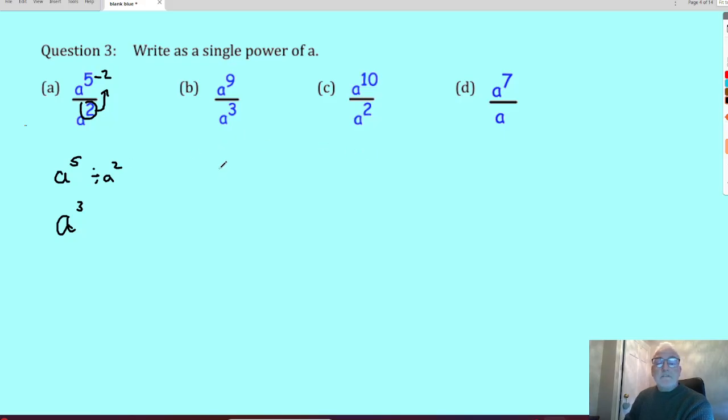Okay, pause the video, see how you get on. Okay, so a to the power of 9 take away 3 gives me a to the power of 6. A to the power of 10 take away 2 gives me a to the power of 8. A to the power of 7 divided by a: normally a is a to the power of 1, so I'm just going to take the 1 away from that. That's going to give me a to the power of 6.